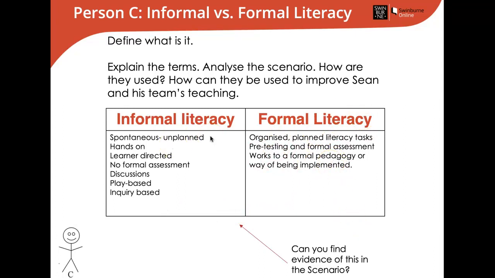So how can this be used to improve Sean and his team's teaching? Where can we find evidence of this in the scenario? So we want to have a look at informal literacy in particular, because that's a majority of what it's going to be in this inquiry unit. And how can Sean improve his teaching? How can he maybe use some of these things to improve the lessons that he's going to plan?